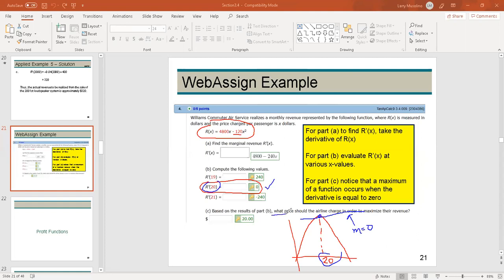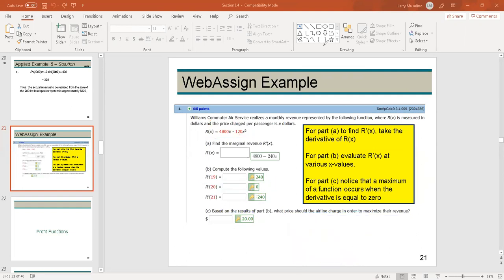So it says here, what price should the airline charge in order to maximize revenue? Well, the maximum revenue is when this derivative is equal to 0, and so it makes sense I should go with $20 as the price to maximize the revenue.